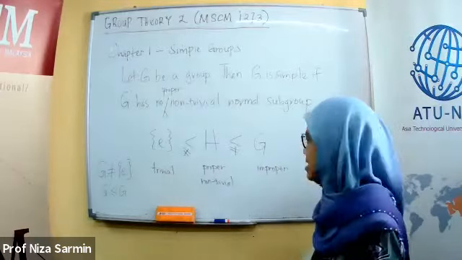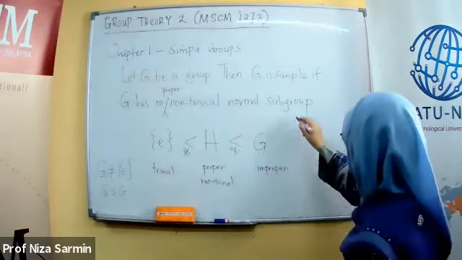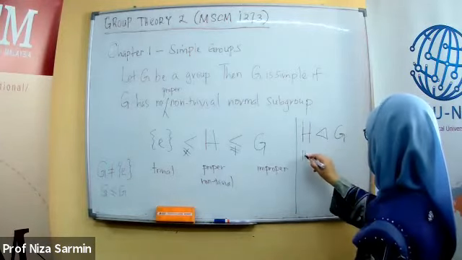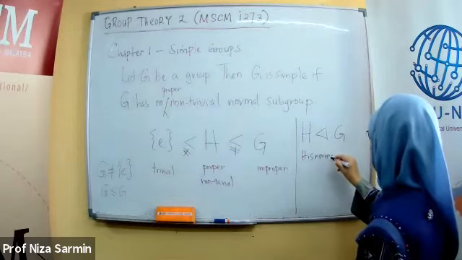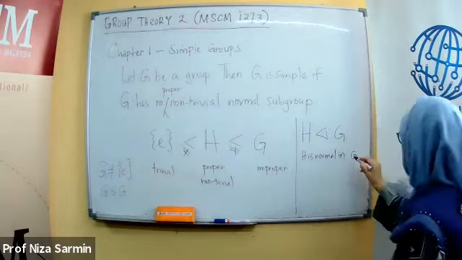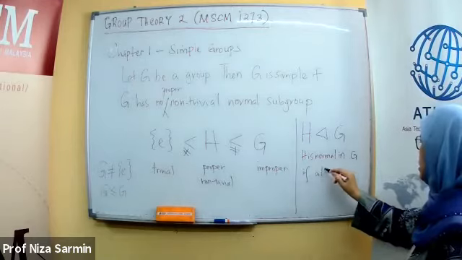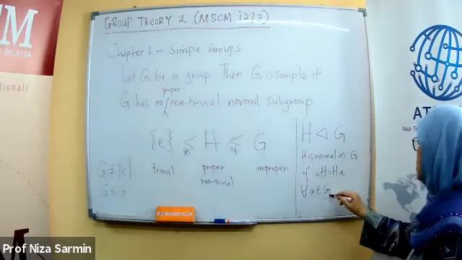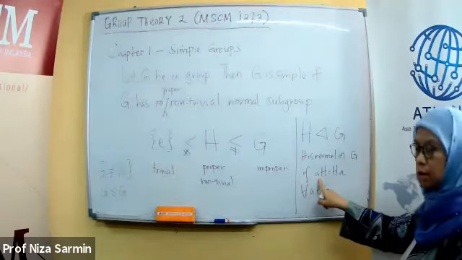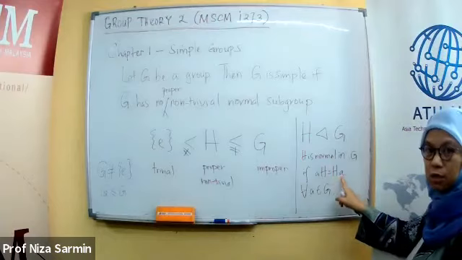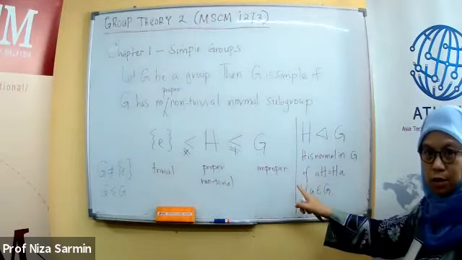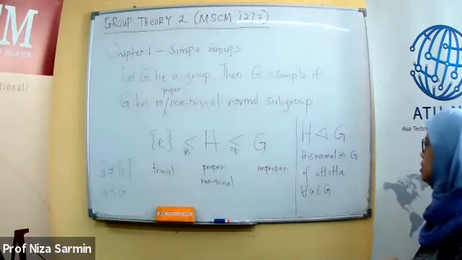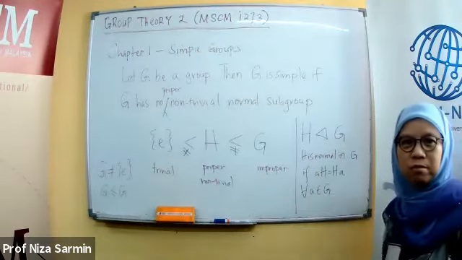Normal. What does it mean by normal? So we have H is normal in G if aH is Ha for all a in G. The left coset is equal to the right coset. All left cosets are equal to the right cosets. So H is normal in G. So this is a simple group, right?